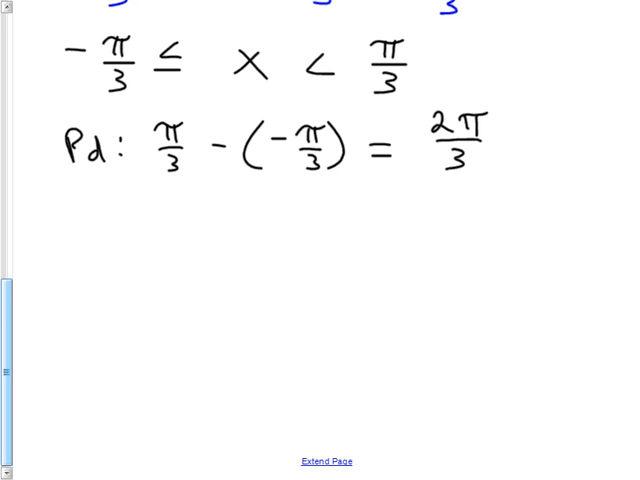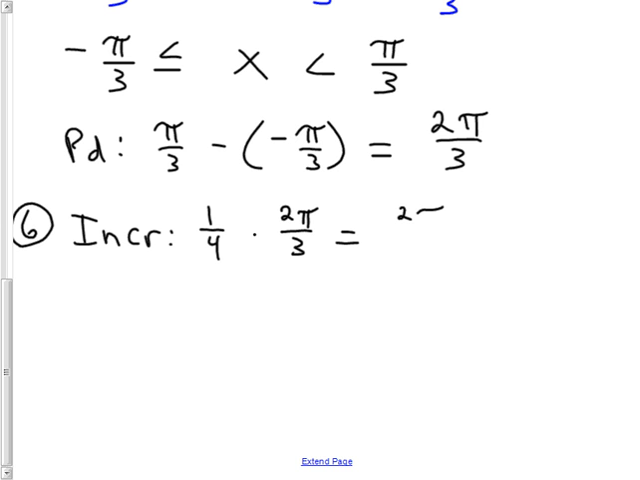So I'm going to find my increments here, sixth thing. So my increments are going to be 1/4. It's always 1/4 of your period. In this case, my period is 2 pi over 3. So it's going to be 1/4 of that. So 1/4 of that is going to be 2 pi over 12, or pi over 6. So that's what I'm going to go by every single time, is I'm going to go by pi over 6, starting at negative pi over 3. So there's my first quarter point. This value here is your first quarter point, and this value over here, pi over 3, is your last quarter point, and we're going to jump by pi over 6 every single time.